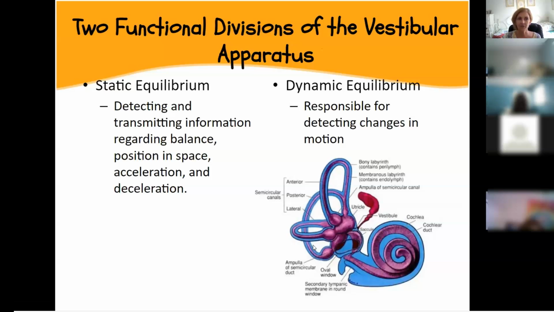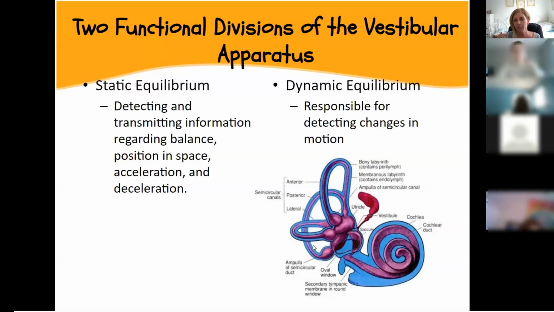So as indicated before, static equilibrium is more about your position in space. So with respect to gravity, are you upright? Are you on your head? Are you side to side? In the reading guide, I talked about if you were at depths in the water, you aren't responding to gravity because you strive for this neutral buoyancy where you just float, and you're not rising and you're not sinking.